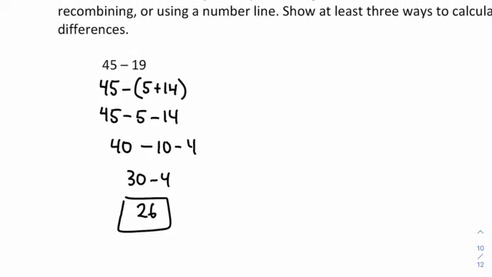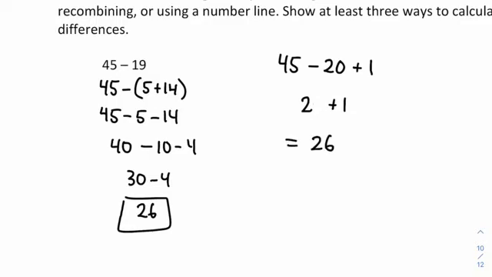Or you can do, here's another clever way. Removing 19 is like, if you remove 20 and then add 1 back, that's the same thing as removing 19. So you could do this kind of thing. Remove 1 too many, but then add that 1 back. And with this strategy, 45 minus 20 just gives us a nice 25, but then add the 1 back, and we get to the 26 that way.